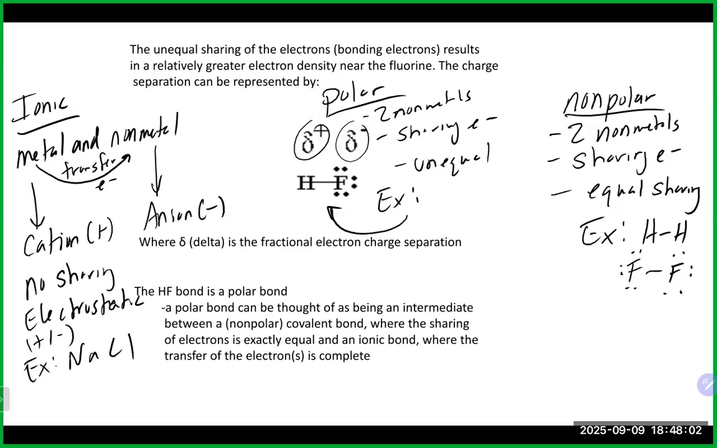So you have unequal sharing of electrons, but it's not so unequal that those electrons actually jump from one place to the next. They're still hanging on, still holding on to those electrons. Any questions on the differences between those types of bonds?